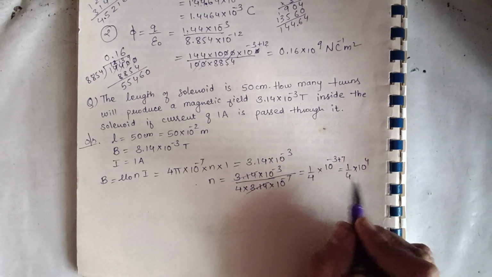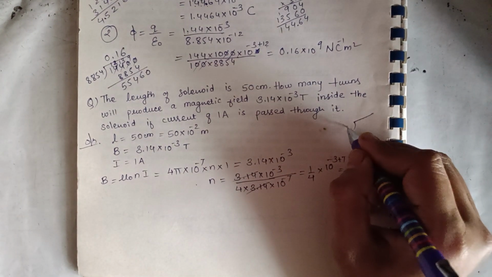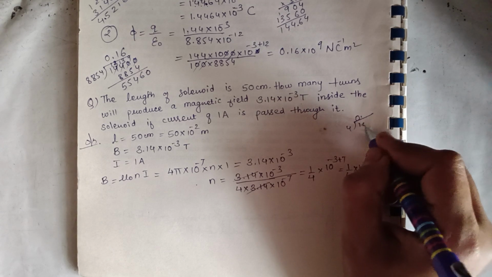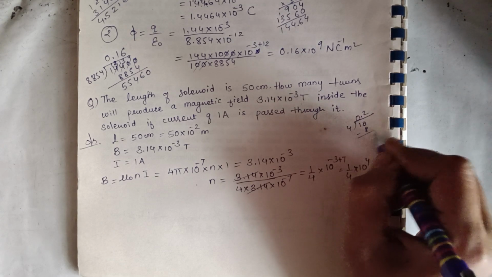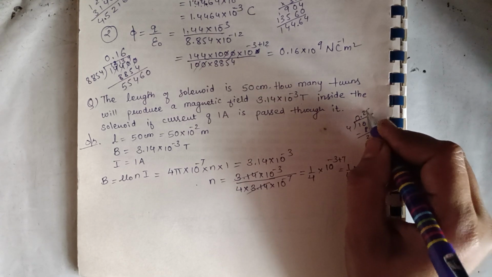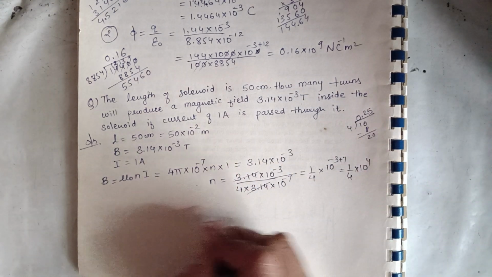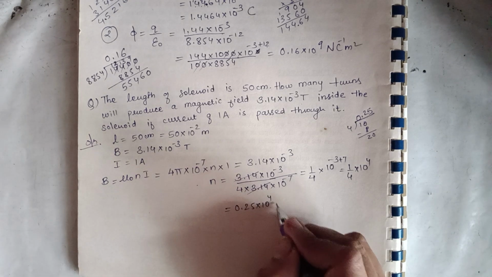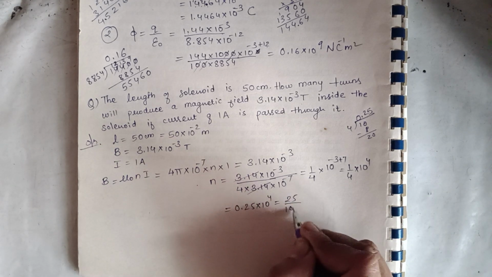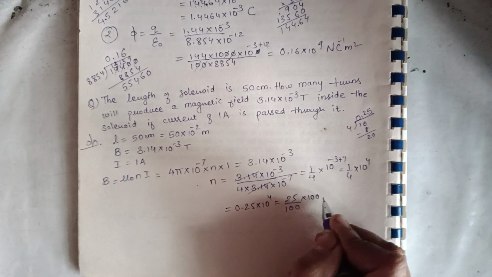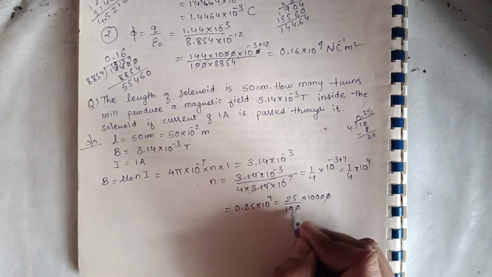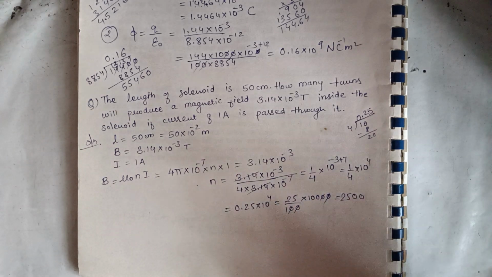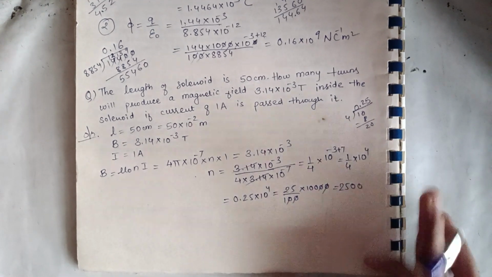Okay, 1 by 4 is what? If you take 4 and divide into 1, 4 2s are 8 and 4 5s are 20, so 0.25 into 10 raised to 4. So this you can write by shifting the point 1, 2, 3, 4 places, so 2500 turns.